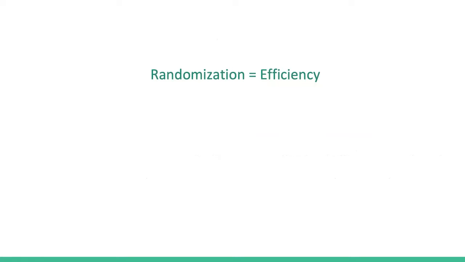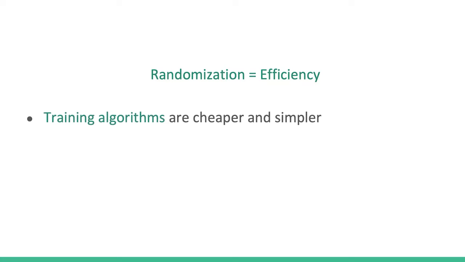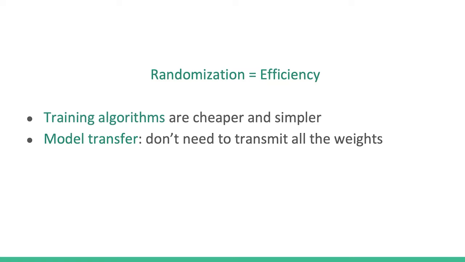The aspect that I'm going to convey through all of this tutorial is that randomization in practice means efficiency from several points of view. In particular, straightforwardly, because training algorithms are cheaper and simpler. For example, also from the point of view of model transfer, you don't need to transmit all the weights. If you have a randomized layer inside of your trainable architecture, then when you want to transmit that specific layer, you don't need to transmit all the quadratic number of weights. You just need to transmit the random seed that generated that layer.